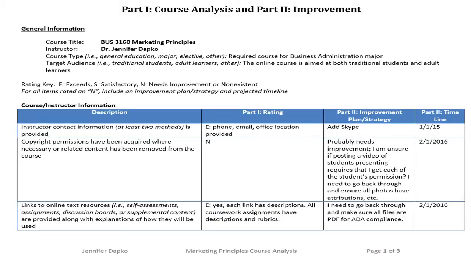Overall, I don't feel I'm doing too badly, but you should know that I've taught this course online several times now and have had time to refine and improve each time I've taught it. If you're teaching an online course for the first time, you'll find many areas for improvement. This slide shows where I believe I can improve in the area of course/instructor information. Please pause here and take a look if you'd like, or keep going.